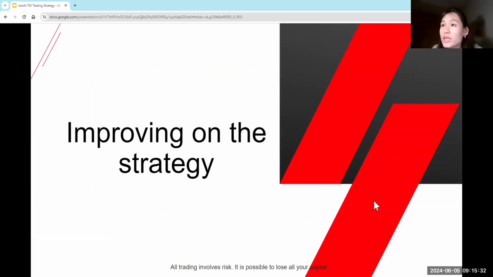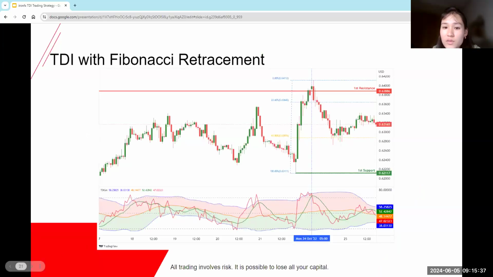Okay. Now let's look at how we can improve on the strategy. So firstly, like I mentioned earlier, it's important to use all your indicators in combination with each other and not just one indicator in particular. So firstly, we'll use our TDI with Fibonacci retracement.